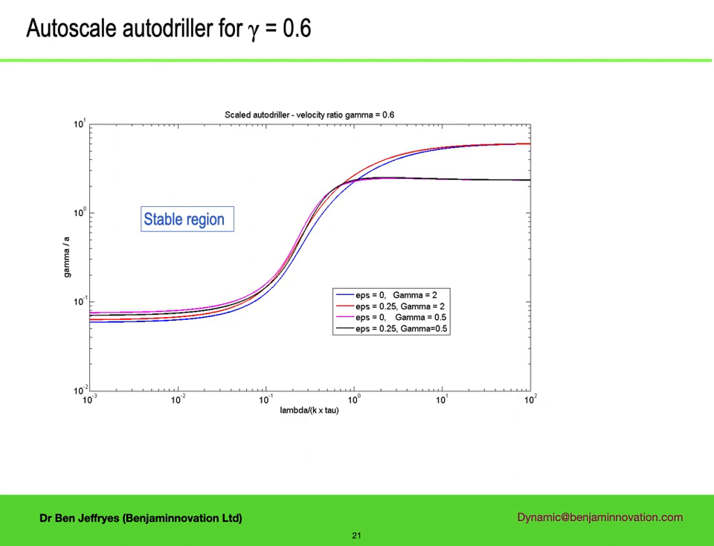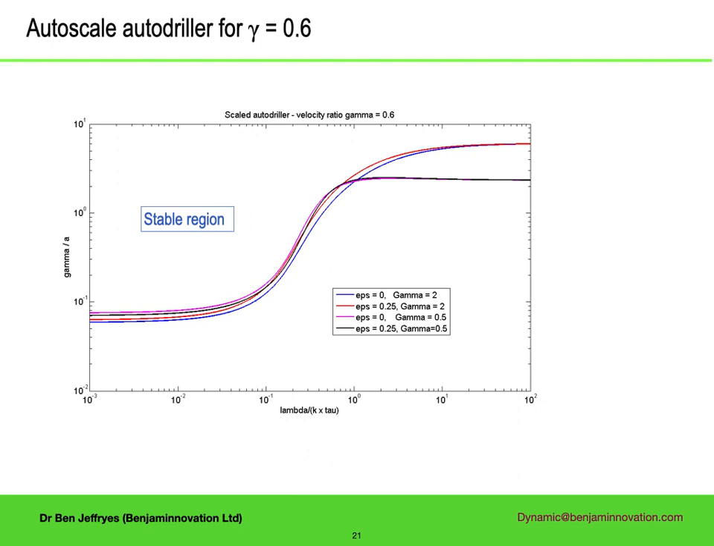Increase the value of the lowercase gamma, the velocity ratio parameter, and when it is equal to 0.6, there is very little difference between high and low hydraulic times. The system does not have to have a very high ratio of drill-off time to integral time to be unstable for quite low values of the proportional gain.